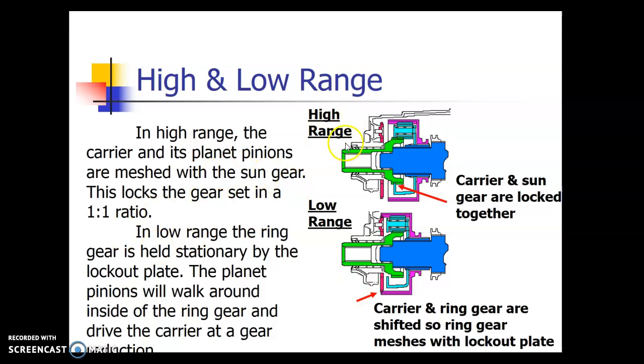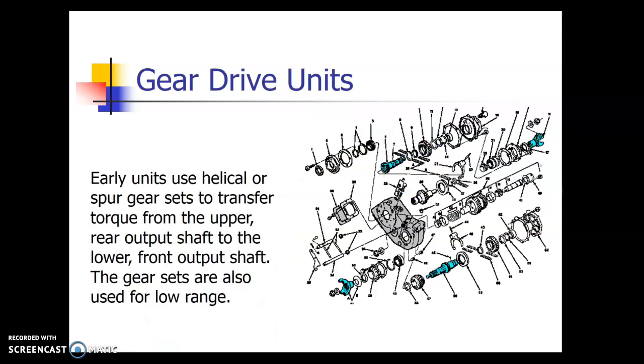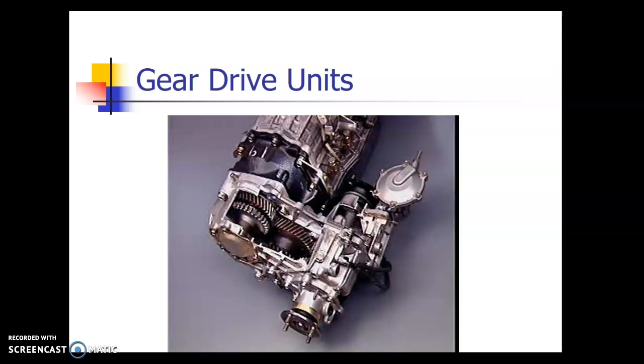High range would be like cruising down on the dirt road. Low range would be trying to crawl out of some type of stuck rock spot wherever you've gotten into trouble. And then, of course, there's the gear drive units, which work similar to a manual transmission. There will be a video on this after this part, so look in there in Canvas.